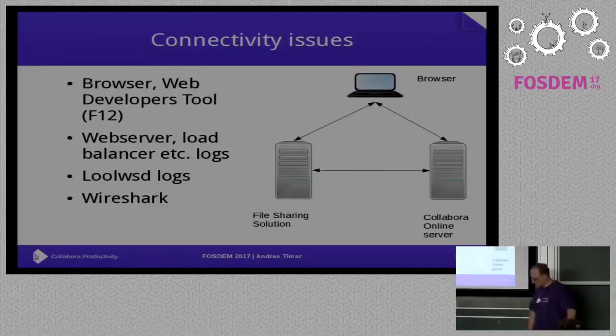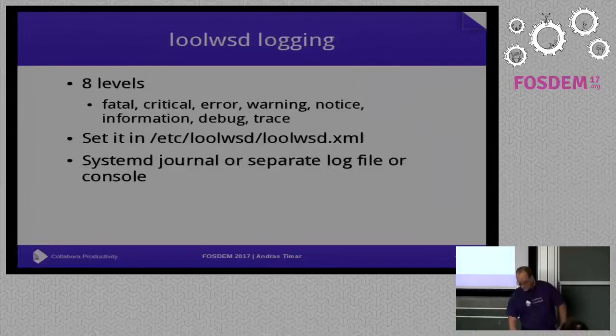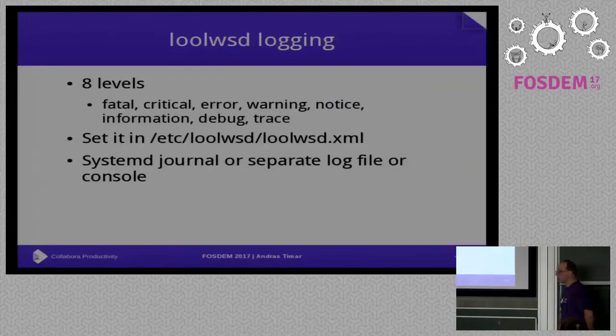Of course, we can rely on the loolwsd, the Collabora Online WebSocket daemon logs, because it has a very detailed logging capability. So we have eight log levels: fatal, critical, error, warning, notice, information, debug, and trace. And you can set this log level in the configuration file, restart the server, and it logs into the system journal or a separate log file, or even on the console. So whichever is the most convenient.